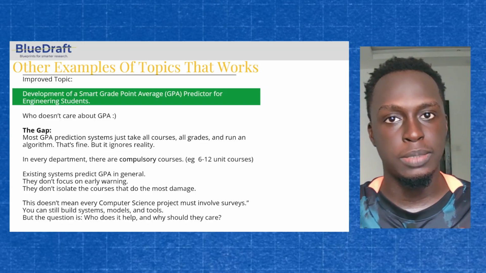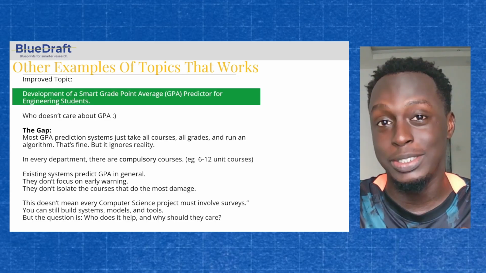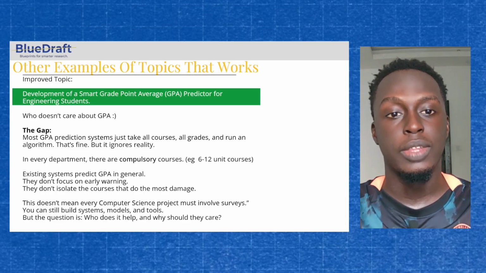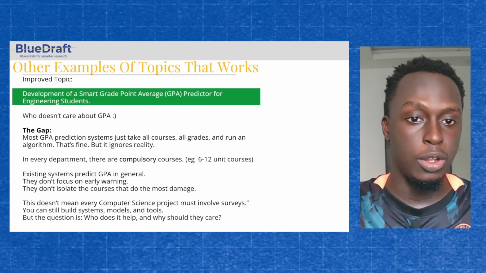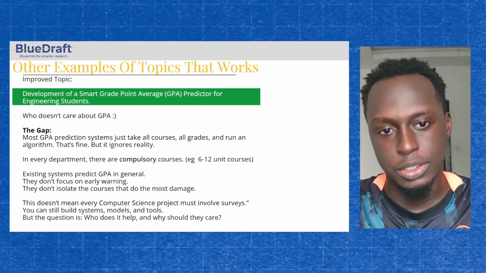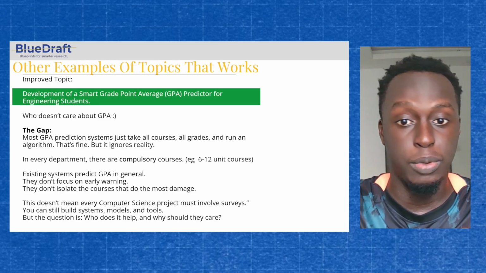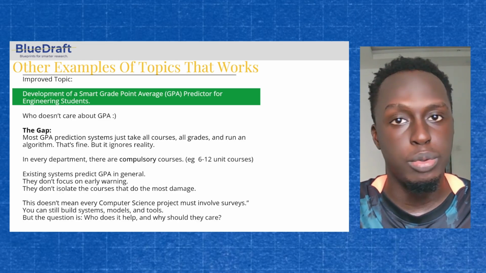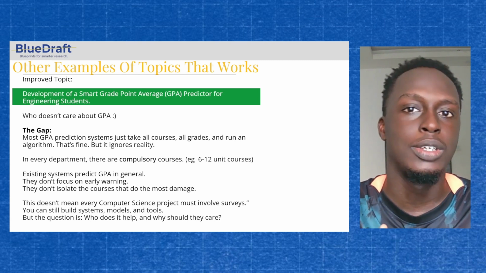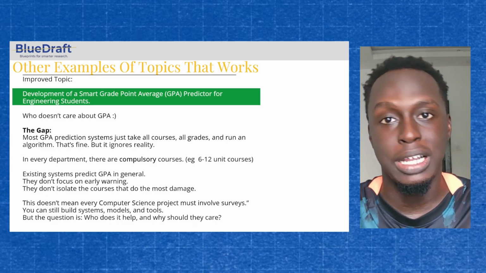In every department there are some compulsory courses. Some courses are 6 units, up to even 12 units. I did a course that was 12 units. So those existing systems predict GPA generally, but they don't focus on early warning on those major courses, and they don't isolate the course that does the most damage. It's not like every computer science project must involve a survey. Sometimes you can even build systems, models, tools. AI can help you out, but if you're using AI, you should ask it to explain how it's doing it too, because if they're asking you questions, you can defend what you did.